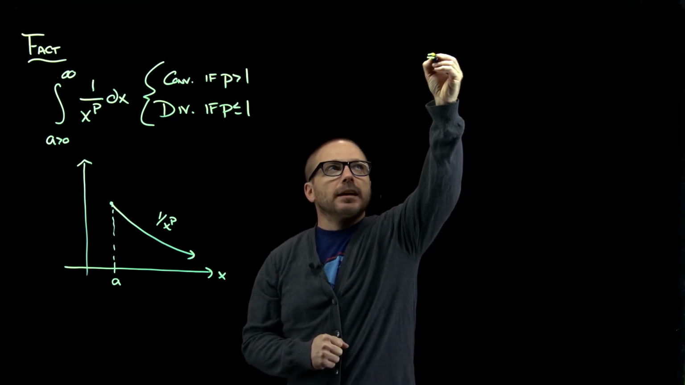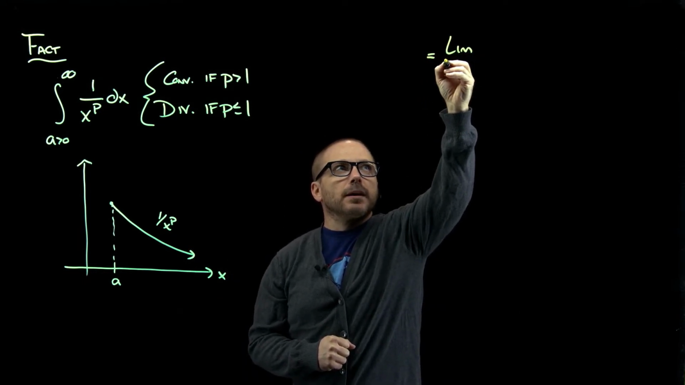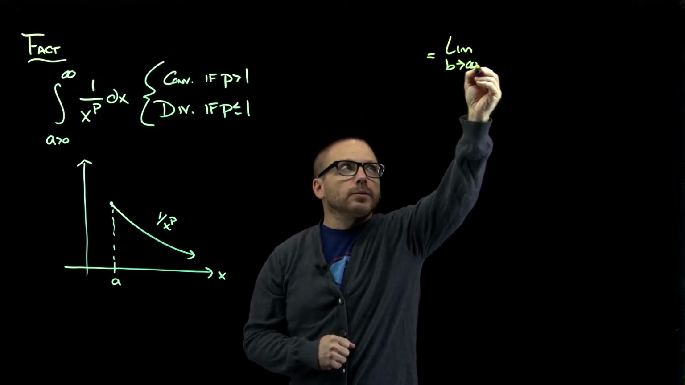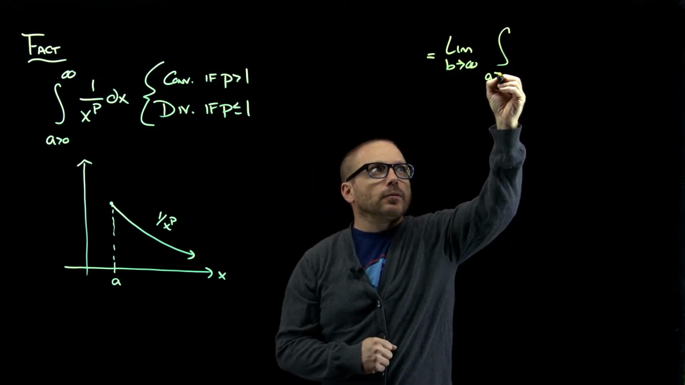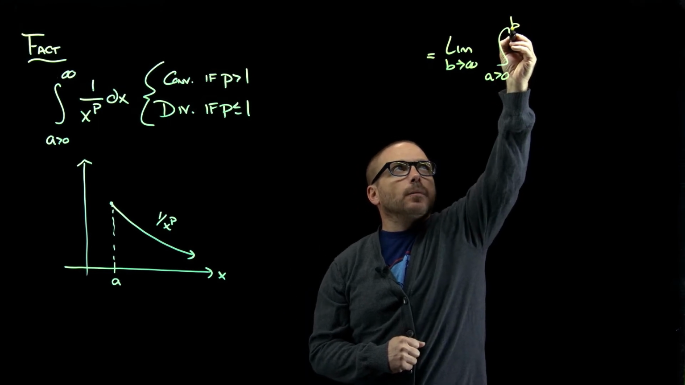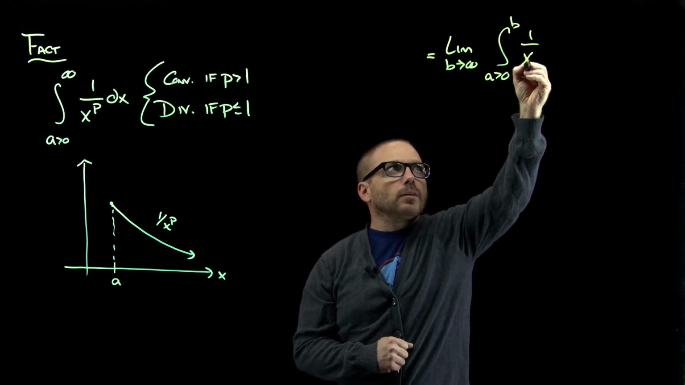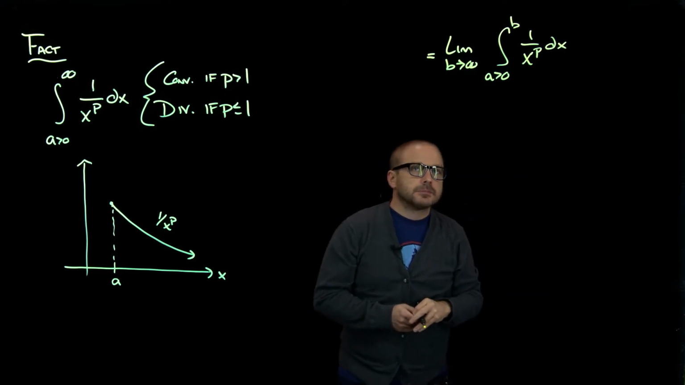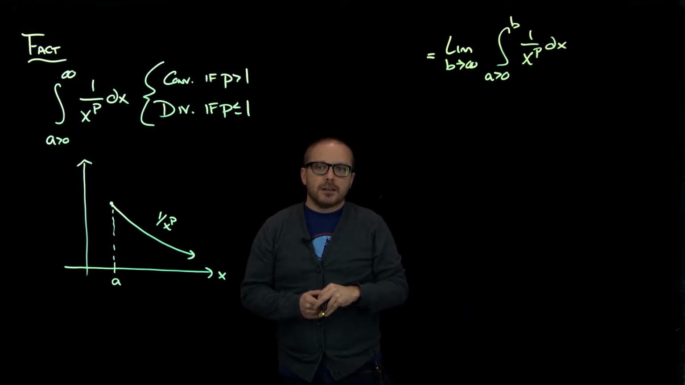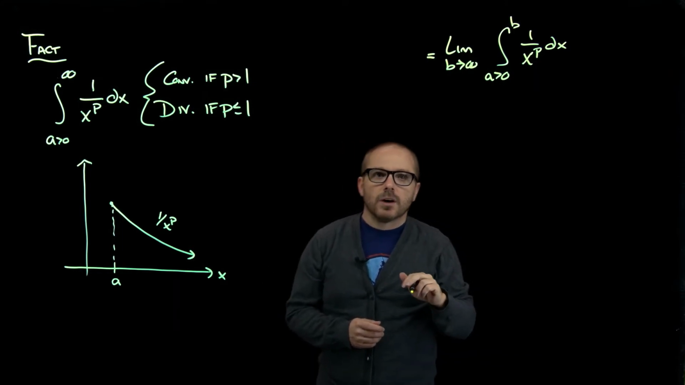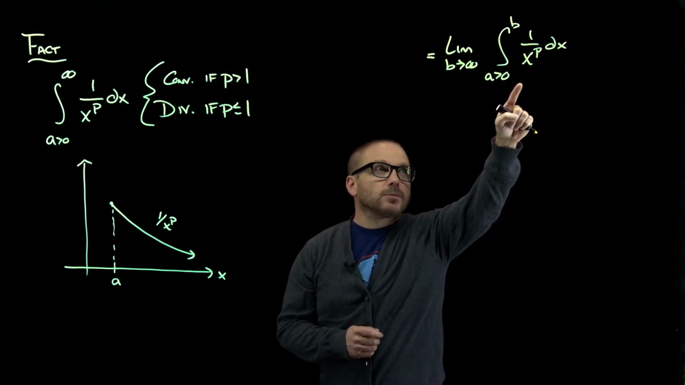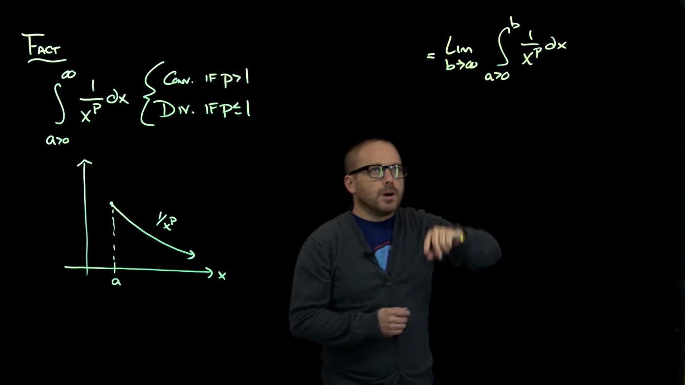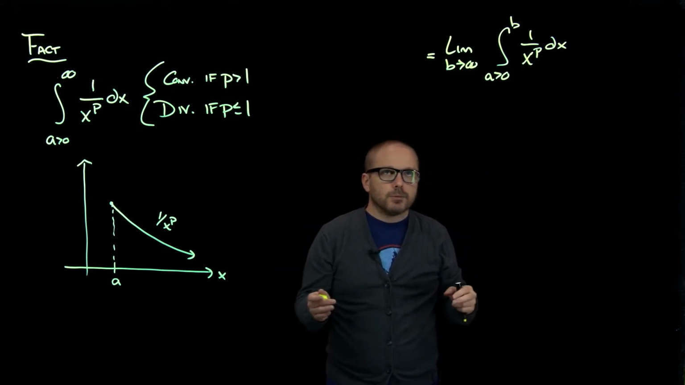So that integral, remember, first we have to make it proper. So I'll say as b goes to infinity, the integral from some positive a up to b of 1 over x to the p dx. And then assuming that p is not 1, if p is 1, that's kind of a special case, right? Because then that's natural log. But if p is anything else but 1, that's just power rule.